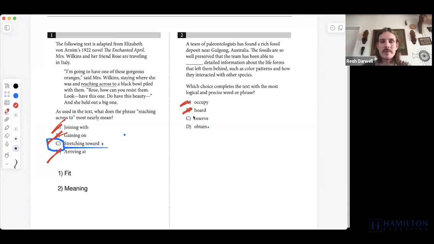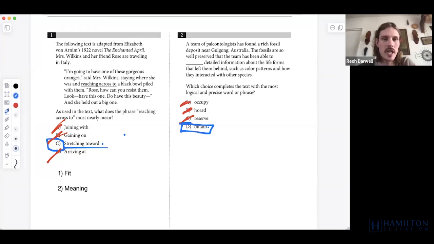Finally, to reserve information means to keep it for later. Withhold it, relatively similar to hoard maybe, but without such a negative connotation. None of those work. To obtain information, obtain is used a little bit clunkily here, right? I probably wouldn't put that word there if I was writing this from scratch, but when you put it in here, it fits perfectly fine, right? It means that we are gathering information, gaining it from fossil deposits. So we have to go D.